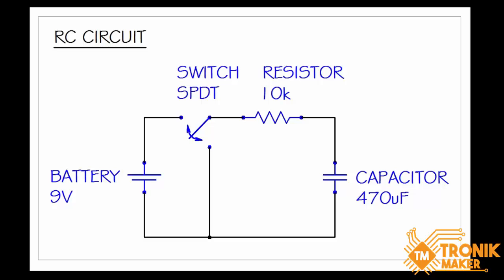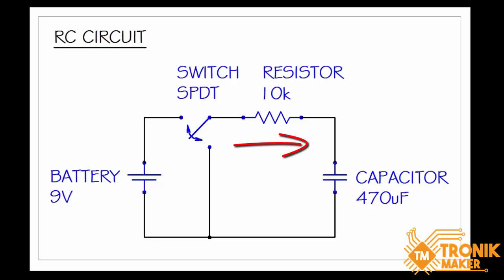The battery will charge the capacitor until the capacitor voltage gets close to the battery voltage. As we press the switch, the capacitor charge will discharge over the resistor towards ground. When we release the switch, the capacitor will begin to charge again, and so on.